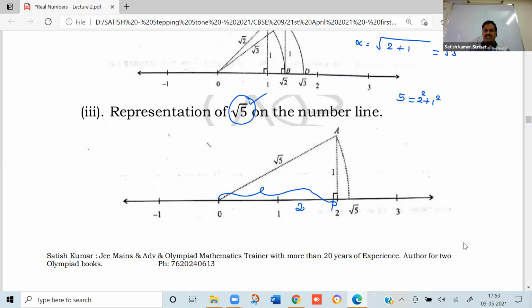Now again with O as center and OA as radius, draw an arc. So this is the point. This point corresponds to root 5. Now, shall I give one more problem? Will you try? Yes, sir. Okay. Try for 13. Square root of 13.